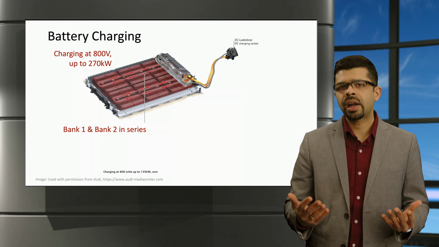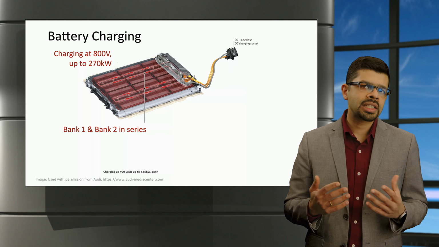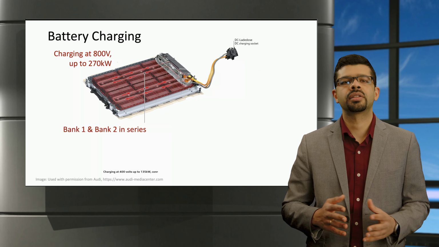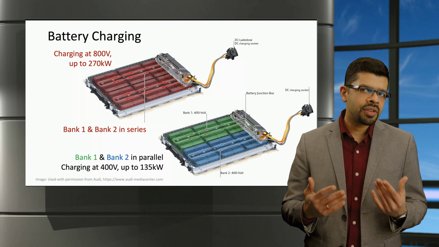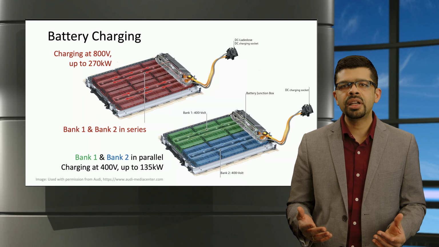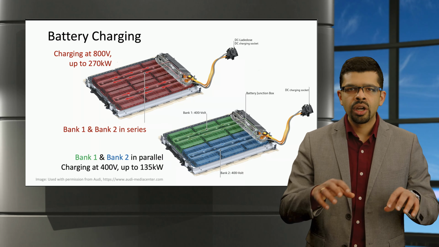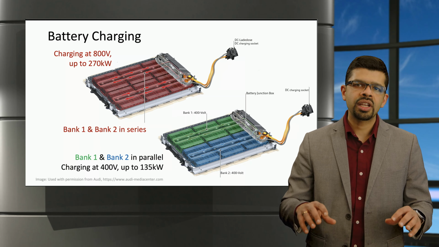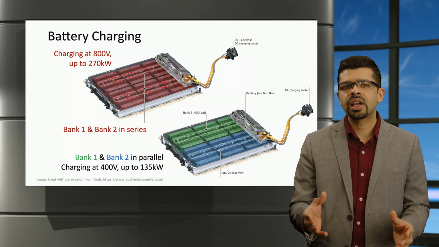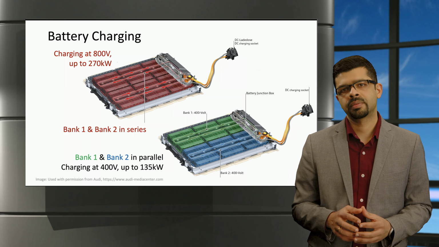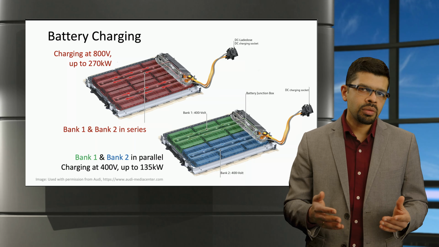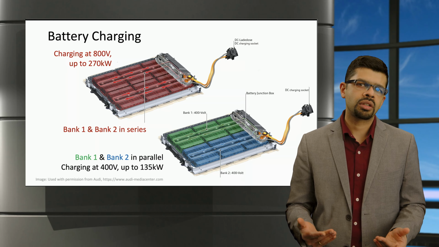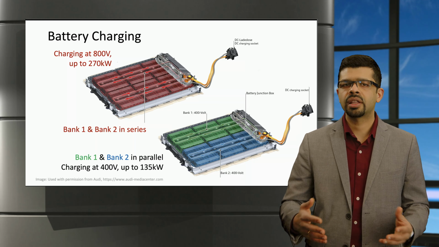The 800 volt battery pack can charge at a maximum power of 270 kilowatt from an 800 volt charger. An interesting feature of the Audi Q6 is the ability for the 800 volt battery pack to divide into two batteries of 400 volt rated voltage, which can then be charged in parallel when connected to a 400 volt charger. To enable this, both the 400 volt batteries need to be first equalized depending on the state of charge and then charged together in parallel.